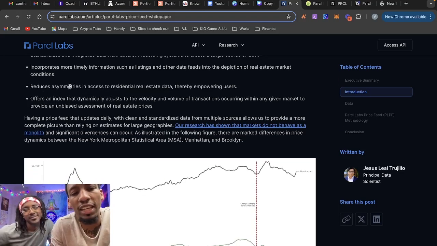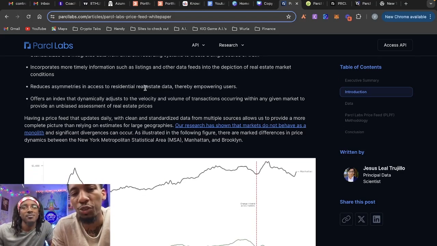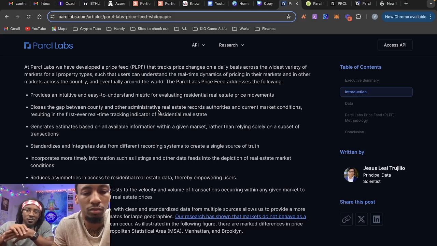They reduce asymmetries in access to residential real estate data, thereby empowering users. And they offer an index that dynamically adjusts to the velocity and volume of transactions occurring within any given market to provide an unbiased assessment of real estate prices. So I just want to make a few comments on this.